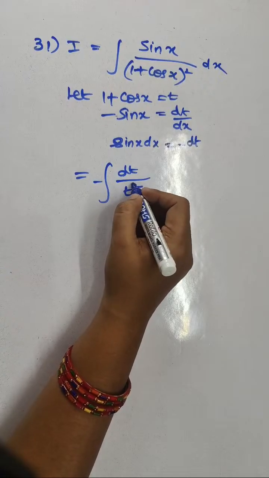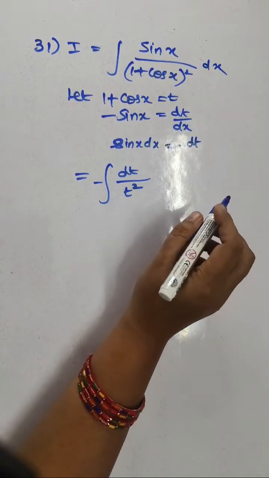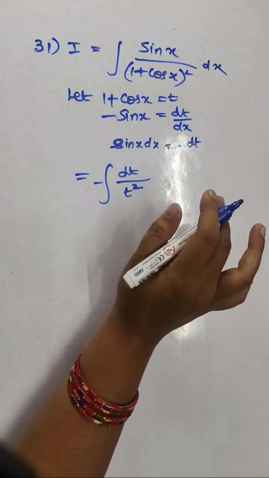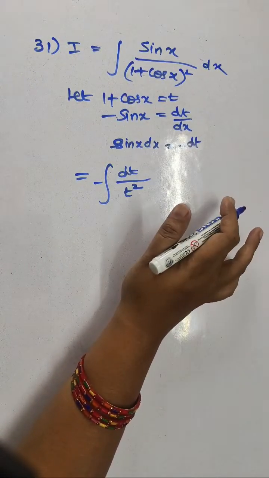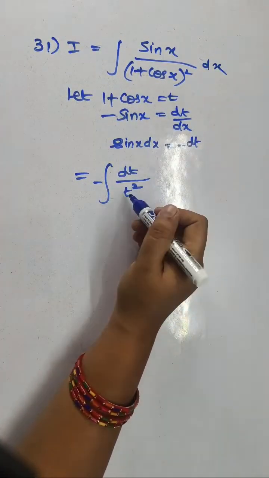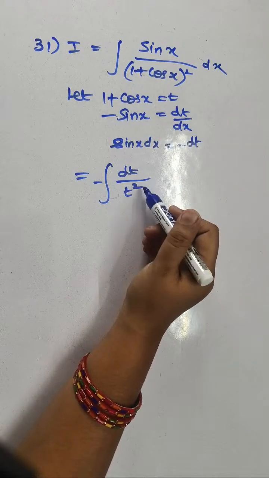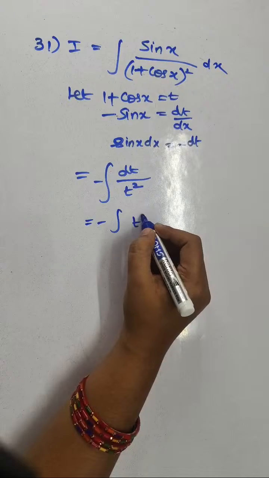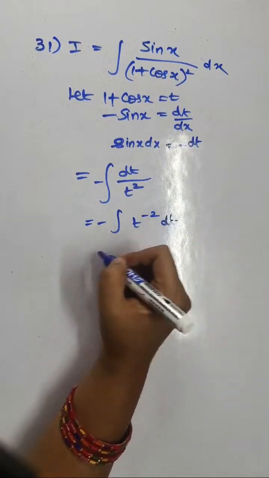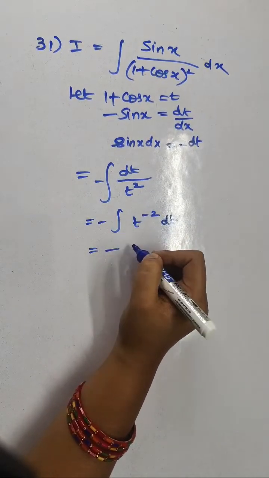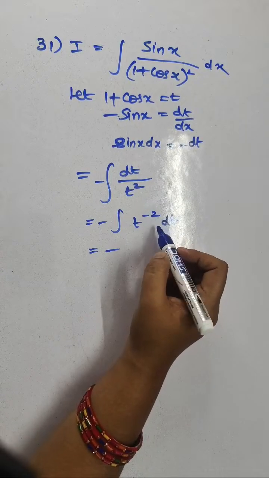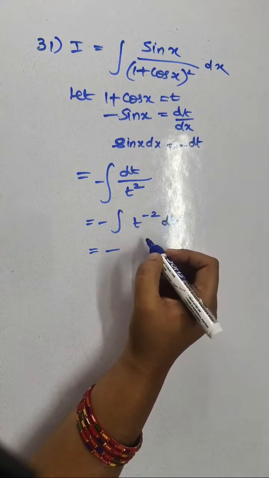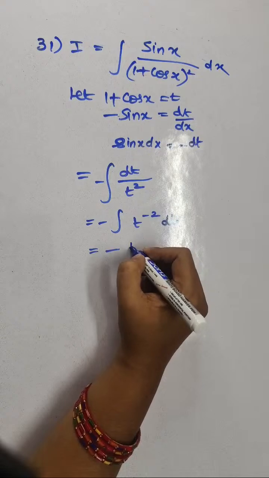We have power 2. In the previous question, we had 1 by t, so we directly integrated it as log t. But here, we don't have the power as 1. So you have to take it to the numerator as negative. Now use the power rule. For the power rule, you have to add 1, right? So minus 2 plus 1 is minus 1.